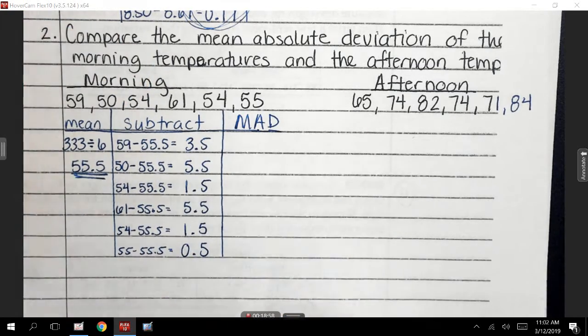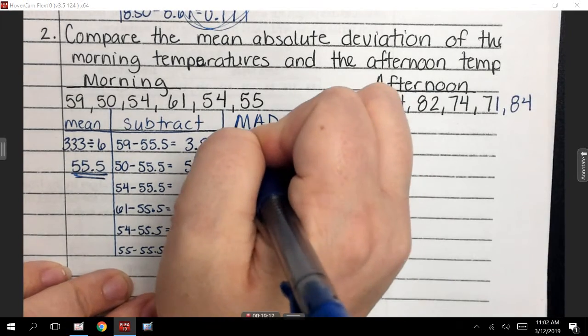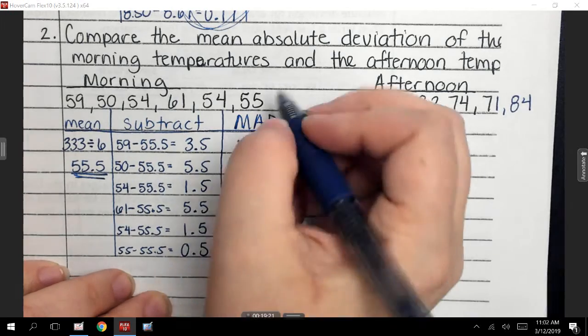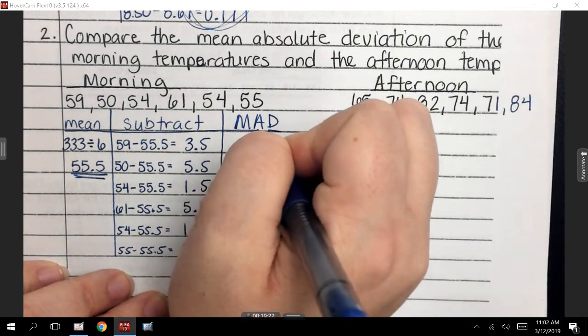And Owen for the last one? 0.5. Okay, now what do I need to do with all those numbers? Maribel? Add all of them up. All right, when I add them all up, what am I going to get? Be careful with the decimals. Camilla? 18. Excellent job. And then what do I have to do? Carlos, what do I do after I add them? Divide by 6, because there were 6 numbers.